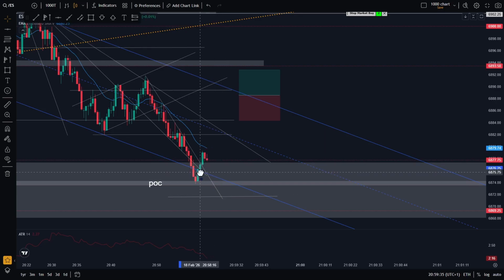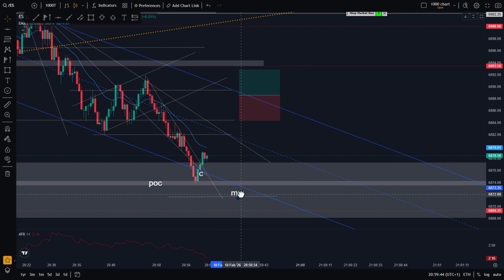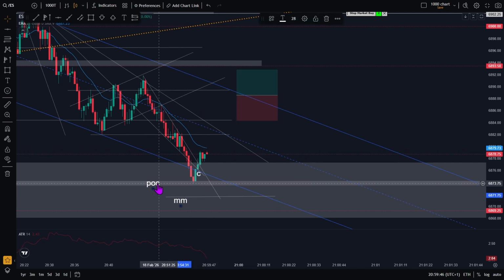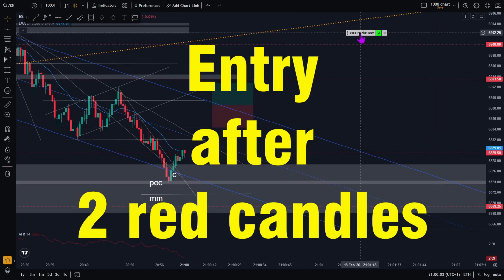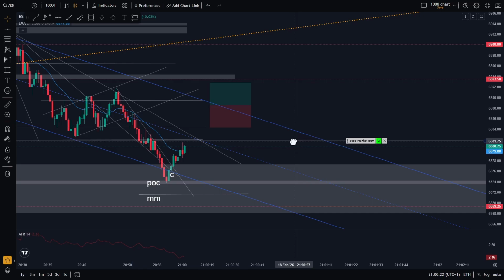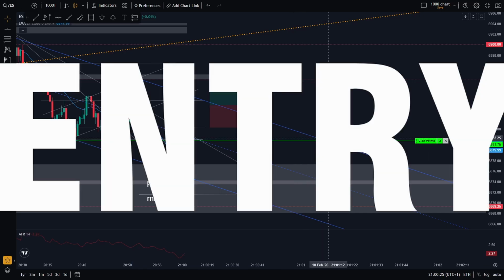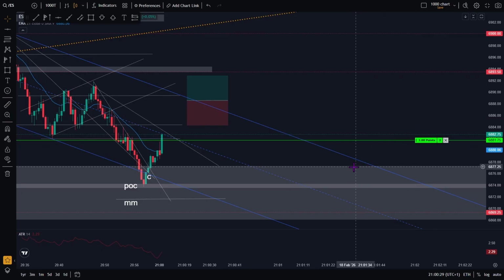This is a confluence level. The measure move is here. We can draw it as well. Measure move is this one. POC is this level here. Order filled. Yes, okay. I think this is fine.